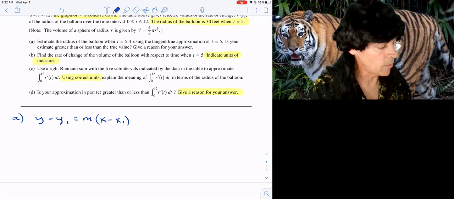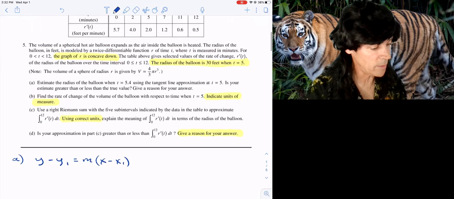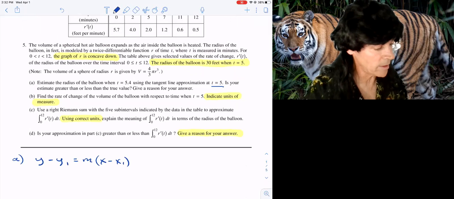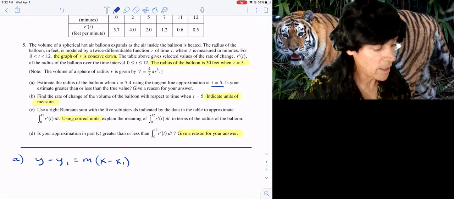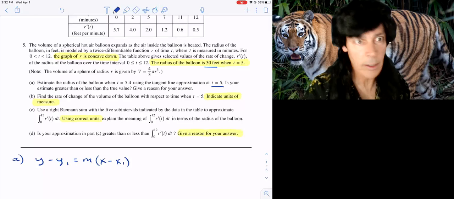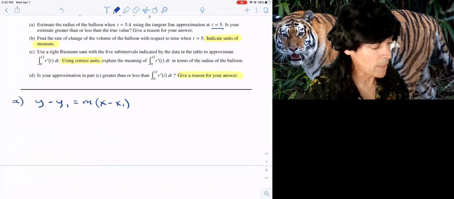Okay. So now I got to drop in my point of tangency. Well, my point of tangency is going to be when t equals 5. There's my value there I'm going to put in. And then what's my radius when t equals 5? Well, that's going to be 30 feet. I knew I needed to underline that and highlight that. So there it is. So I'm dropping that in.